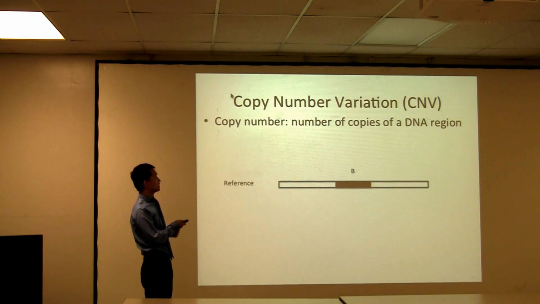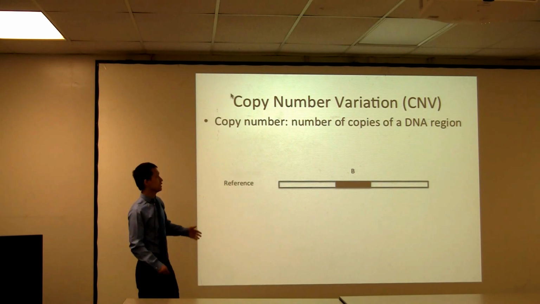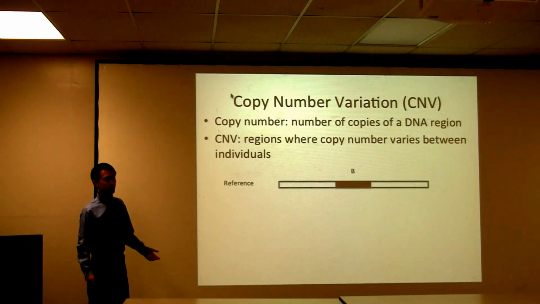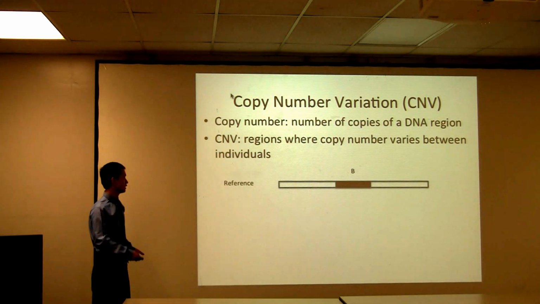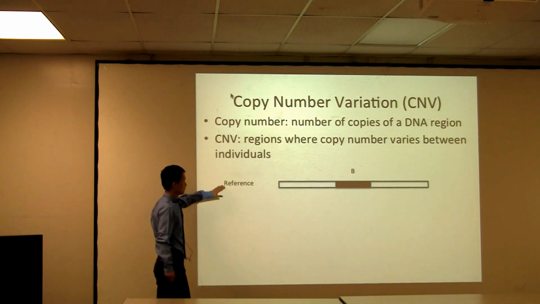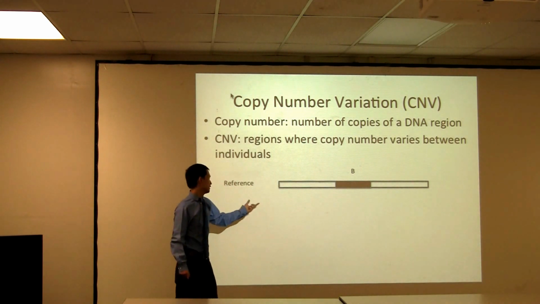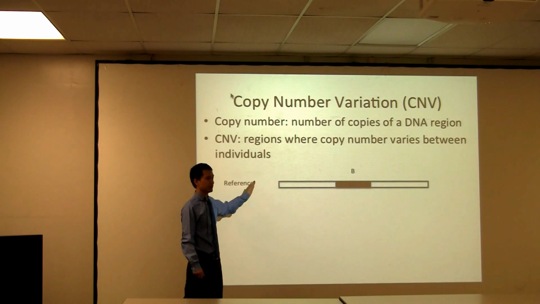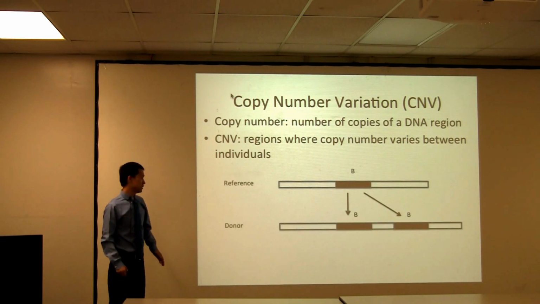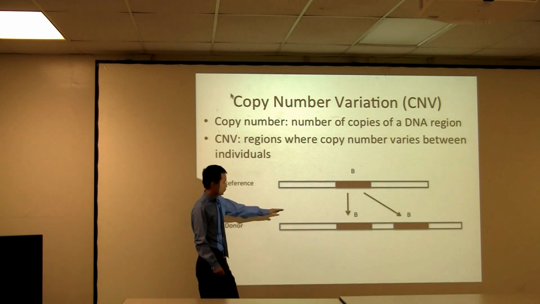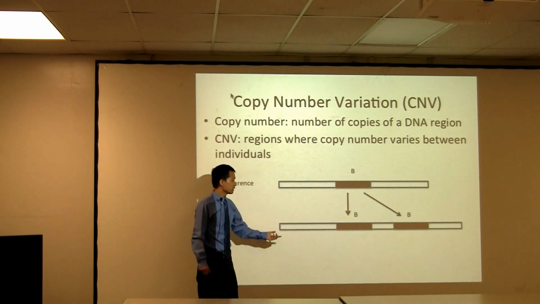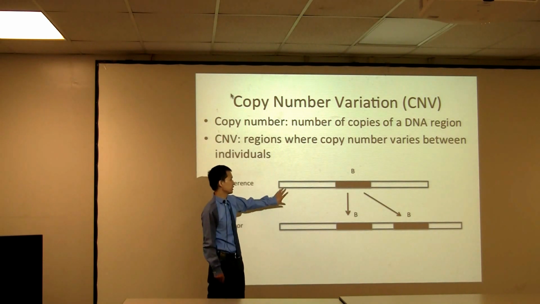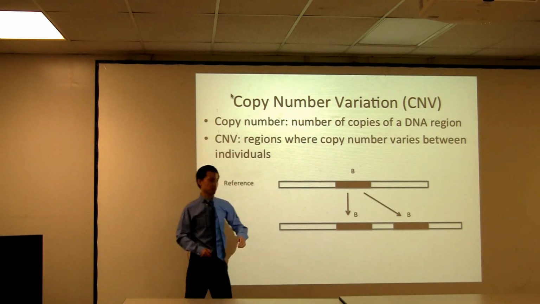The copy number of a DNA region is the number of copies of the region in the DNA sequence. And CNVs are the regions where the copy number varies between individuals. In this sequence, region B, which is shown in blank, appears once, so the copy number of region B is 1 in the first sequence. In the second sequence, we can see region B appears twice, so the copy number of region B in the second sequence is 2. There's a difference between the 2 sequences, so this is a CNV region.